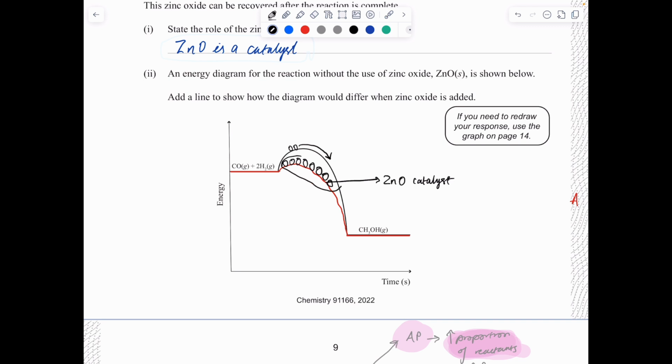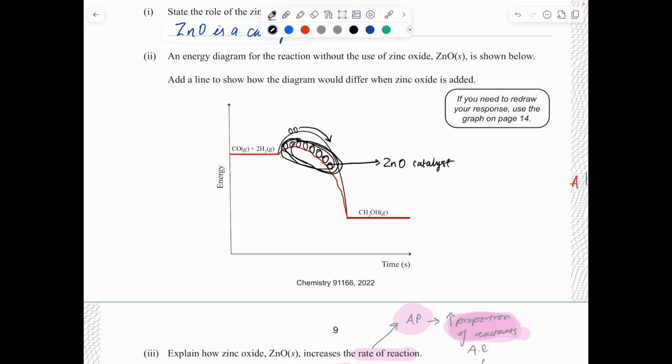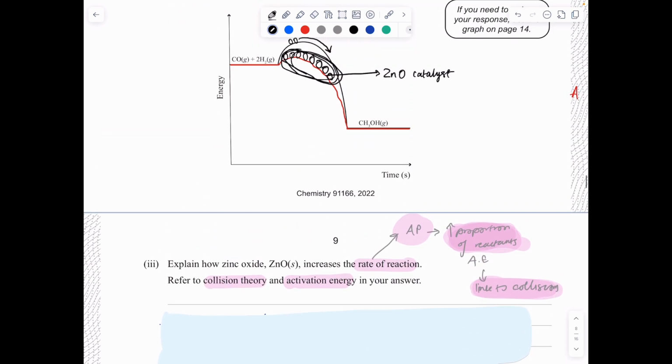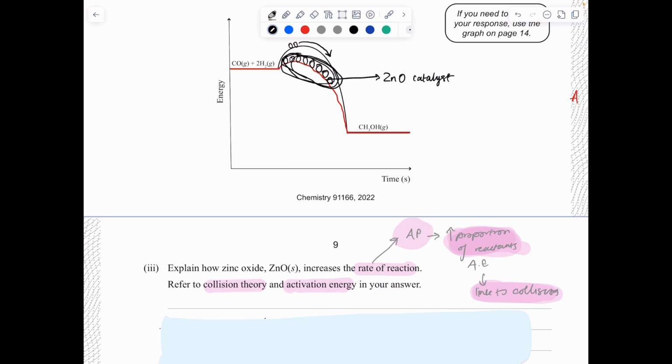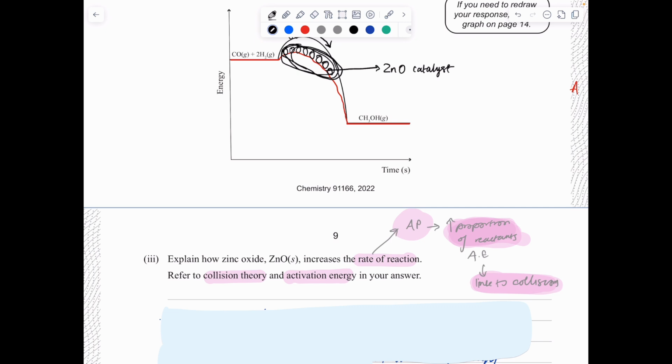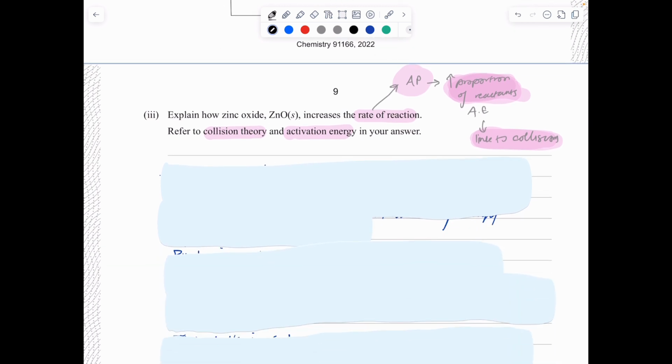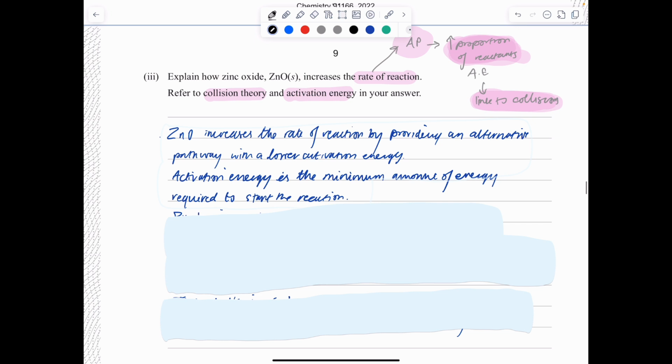It increases the proportion of reactant particles, and ensures that they have sufficient activation energy to overcome the activation energy threshold, okay? So they have enough energy to collide and overcome this lower threshold, okay? So how do we talk about this in our answer? So, zinc oxide increases the rate of reaction by providing an alternative pathway with the lower activation energy.